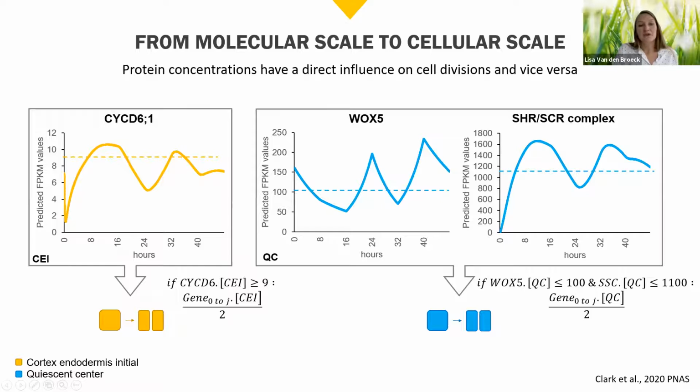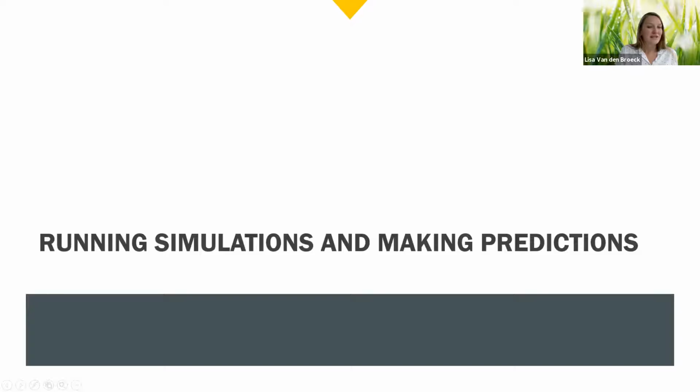So each time a cell divides, all the proteins that are in that cell, the concentration will be halved. So the protein concentrations have a direct influence on the cell division, but also vice versa. A cell division has a direct influence on the protein concentrations. So that's how we exchange information bidirectionally. So now we can run the model and make predictions.